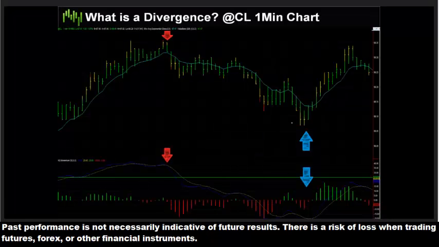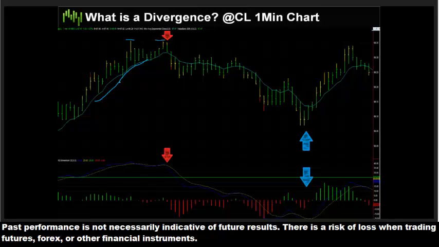Now, again, what is a divergence? This is what I mean by divergence. You can see the prices, they're coming higher. We came all the way up, we had equally high prices. So it doesn't necessarily have to be a higher price. It can be an equally high price. I normally look for it to be within 1 or 2 ticks of the previous high.